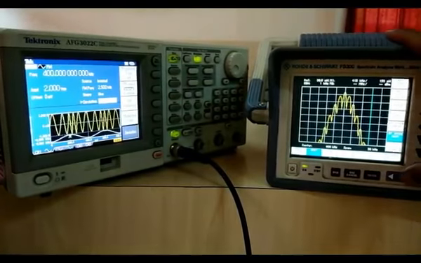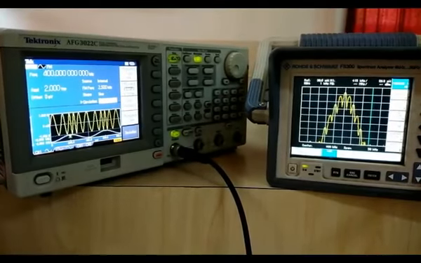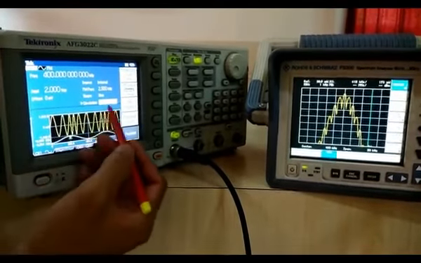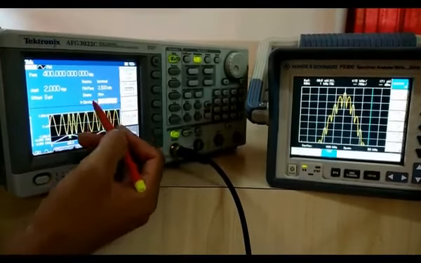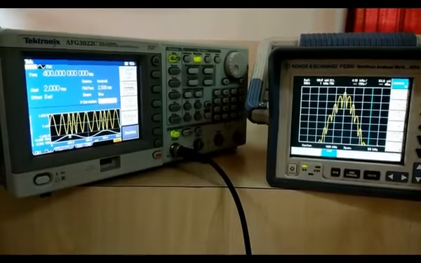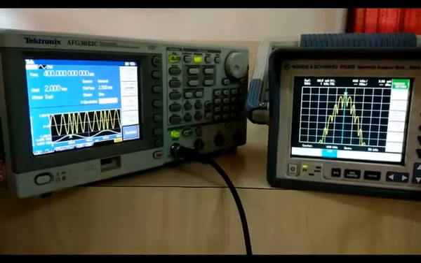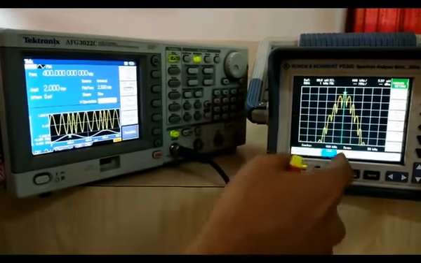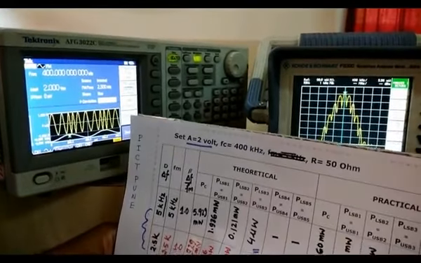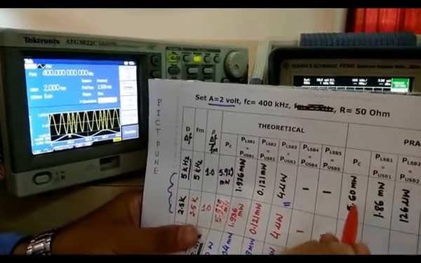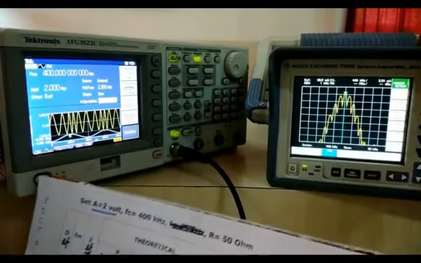If you take the marker and take the reading of the carrier, this is the FM for the second case: we have taken 2.5 kilohertz FM frequency, and the deviation we have taken 2.5 kilohertz, so that beta equal to 1 there. If you see the spectrum, the impulse at the carrier is approximately 5.52 milliwatt, and earlier it was nearly 5.60. It is showing values nearly 5.52 to 5.60.